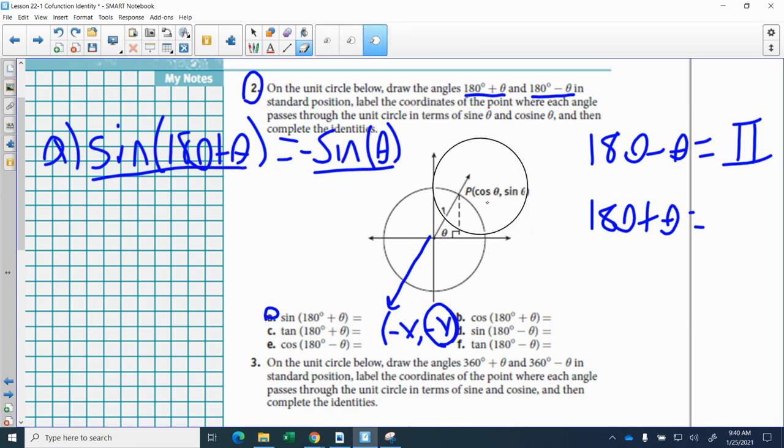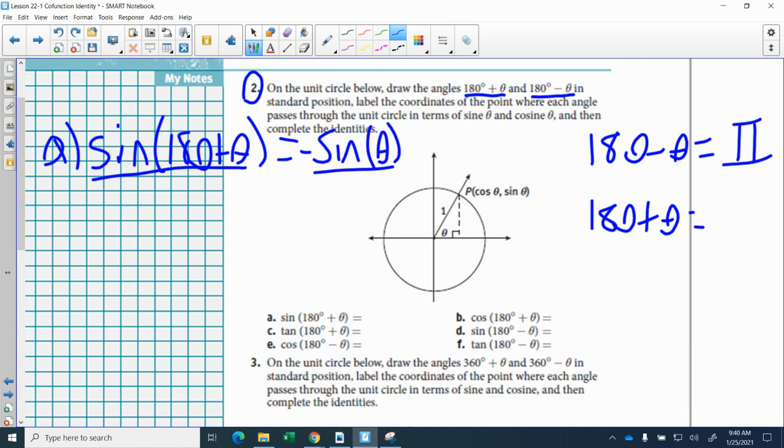Let's continue to look at this as a whole. Let's continue to look at a couple more. If I look at letter E, okay, let me change colors here. A little too much blue on the screen.